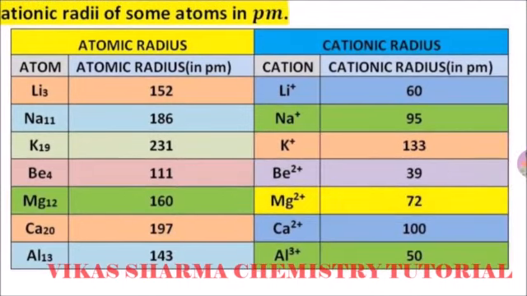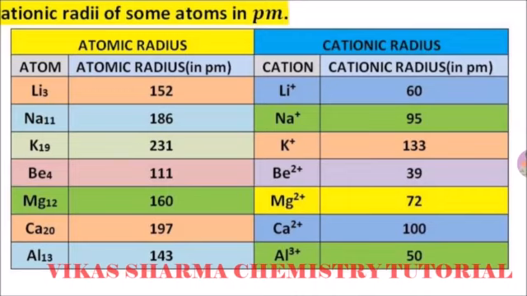Lithium atomic radius is 152 picometers, but if it becomes an ion, its cationic radius is 60. Sodium is 186 picometers, but sodium ion is 95 picometers. Potassium atom is 231 picometers, but potassium ion is 133. Beryllium atom is 111 picometers, but beryllium ion is 39. Magnesium atomic radius is 160 picometers, but magnesium ion is 72.